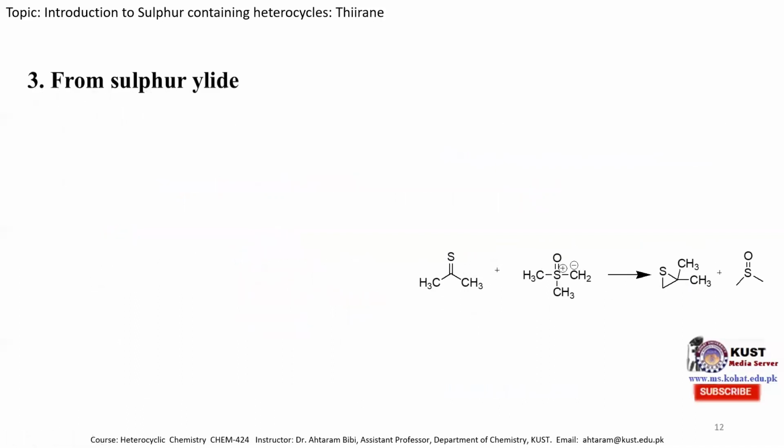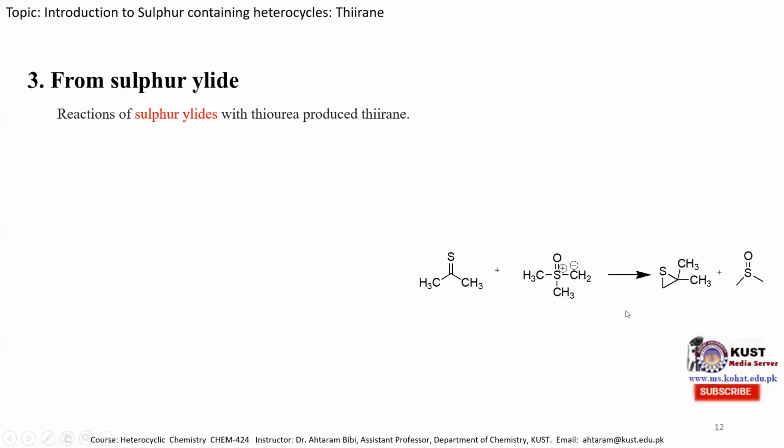The third method is that one can obtain the thiirane molecule from the sulfur halide. Reaction of sulfur halide with thiourea produces the thiirane molecule. This is the thiourea and this is the sulfur halide. When it is treated with this molecule, in the first step, a 4-membered intermediate state is formed, and then the sulfur attacks the carbon atom, producing the thiirane molecule.